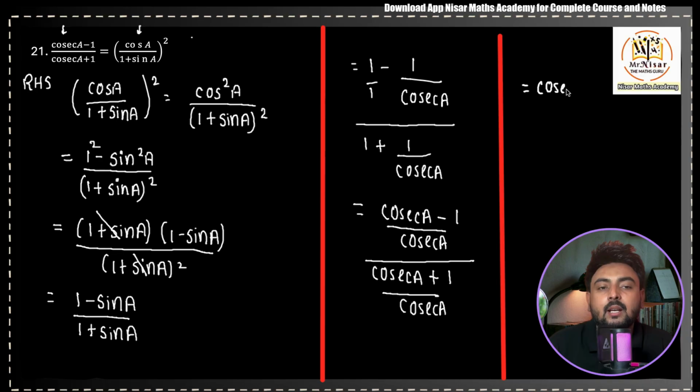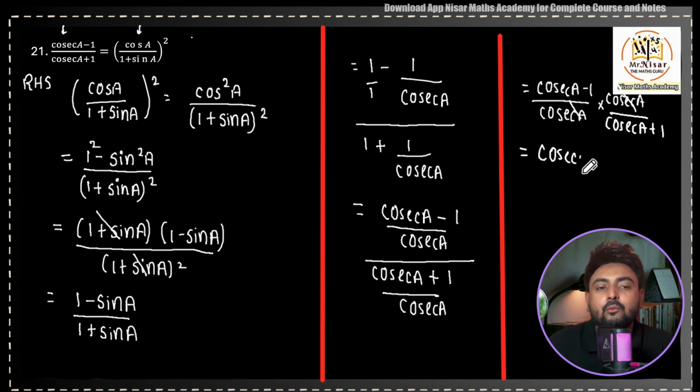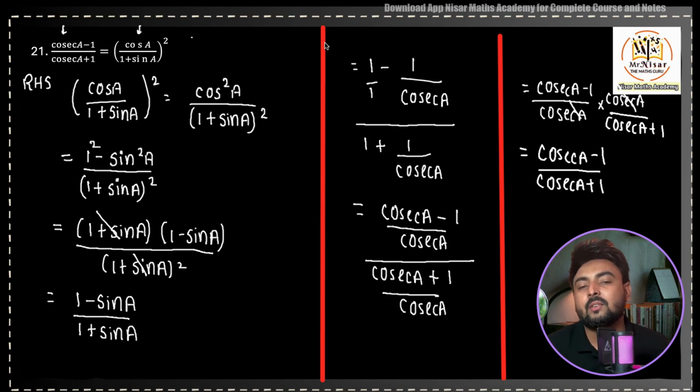cosec A, and I hope you all are able to see the answer now. Cosec A into (cosec A minus 1), cosec A into (cosec A plus 1). Sorry, here it will be reciprocal, so it will become cosec A upon (cosec A plus 1). Is it? And here cosec A in the numerator and denominator will get cancelled, and hence we have got the LHS by using the RHS. Okay, very simple method. This is the first method to solve this question.